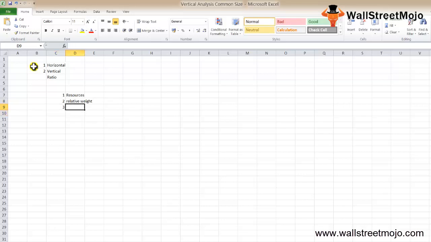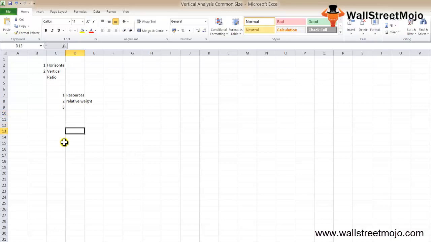Third, in the vertical analysis, each element of the financial statement, I'm talking about both the income statement and the balance sheet, is shown as a percentage of the total assets. So in case of the income statement, each element of income and expenditure is defined as a percentage of the total sales, not the total assets.